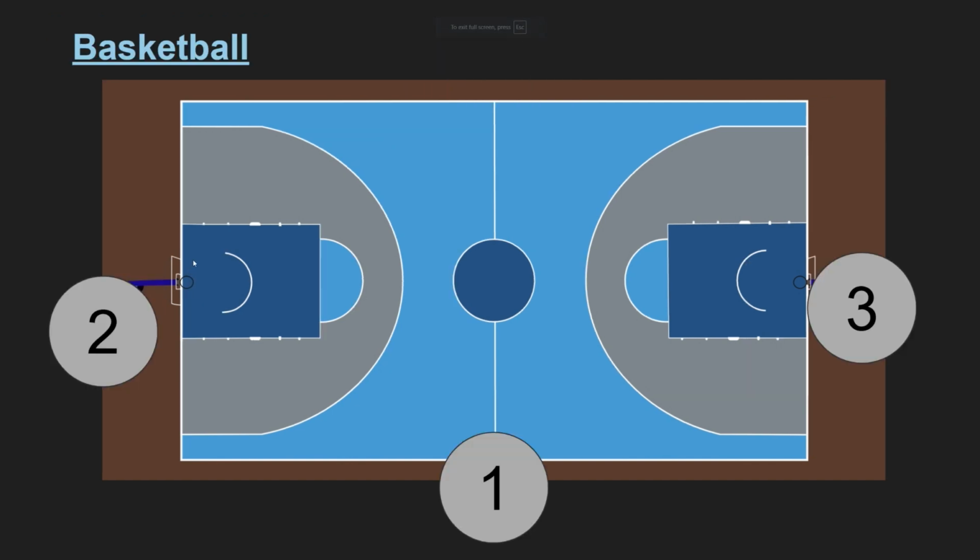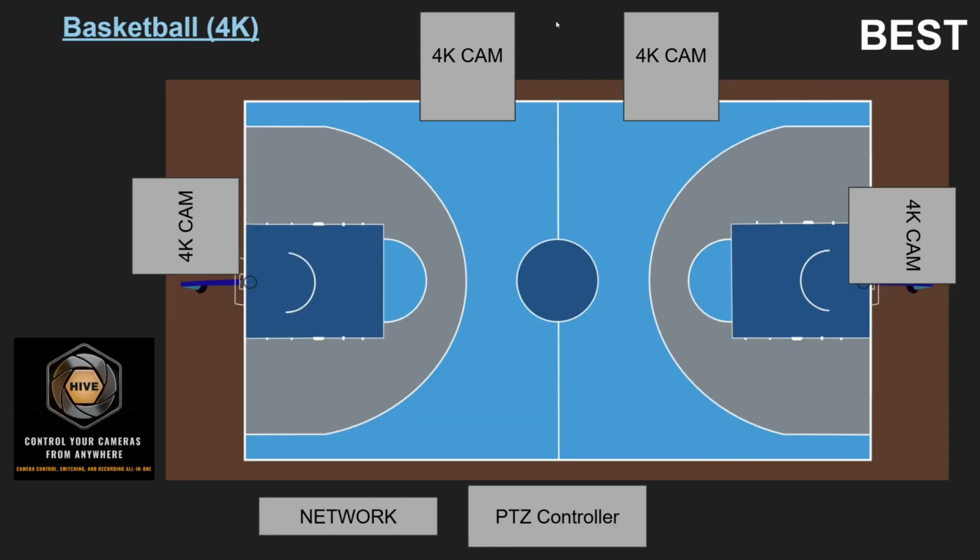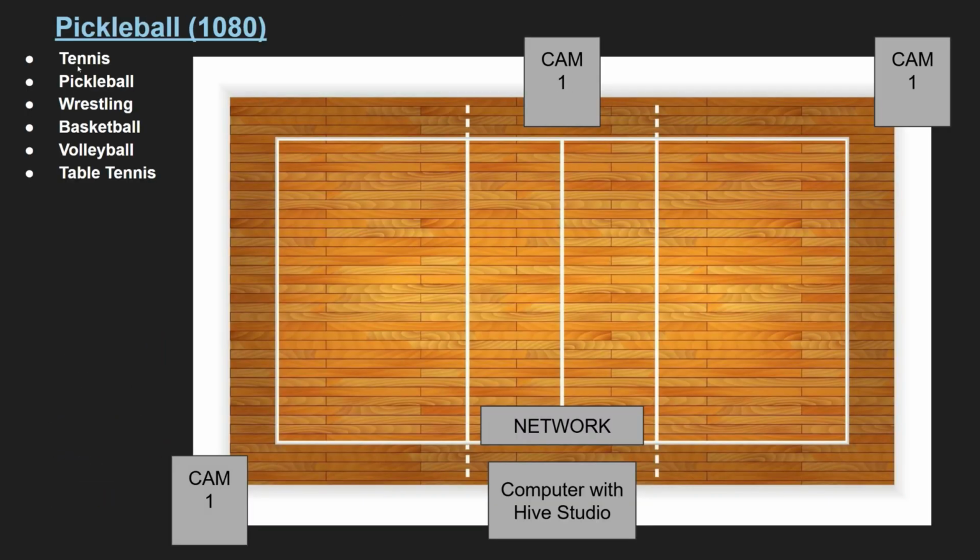And then these other two, see, this is a better example. You've got your center court one, and then these 2 and 3 oftentimes capture the free throw line or a tip off, and then you can do a little bit more close-ups of the team. So again, simple setups: cameras, network, controller. Very straightforward for basketball.